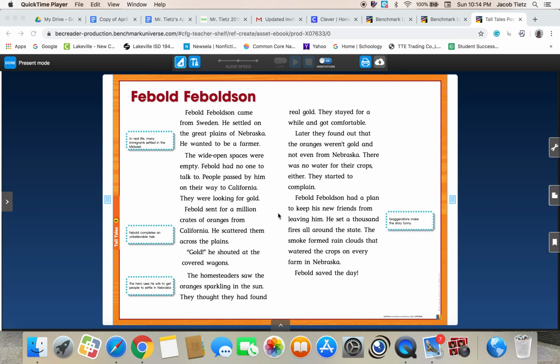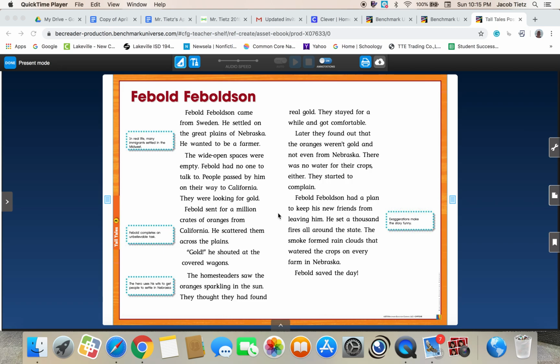This week we're going to be working on tall tales. Tall tales are stories that all of you, I would say, have heard of before. If any of you have heard of Paul Bunyan, that's probably the most famous example of a tall tale, at least for us here in Minnesota, since that's where some of his story takes place.